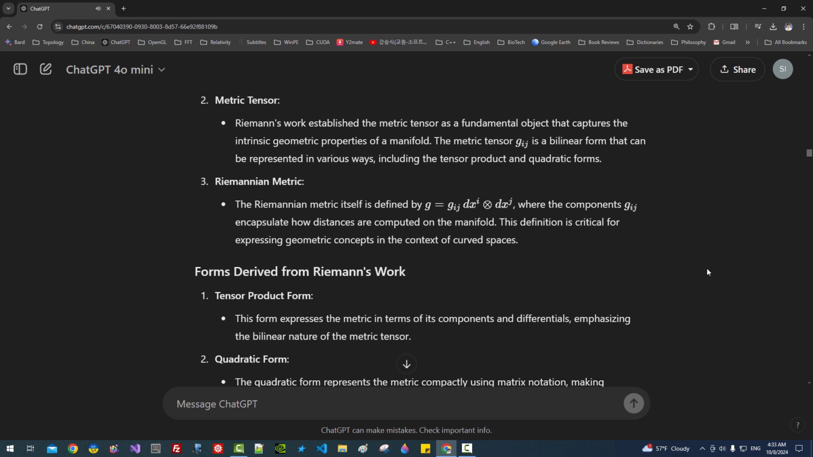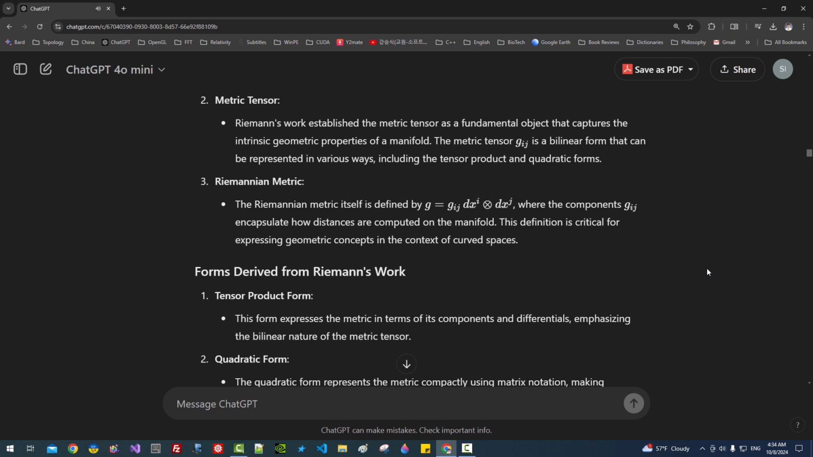2. Metric tensor. Riemann's work established the metric tensor as a fundamental object that captures the intrinsic geometric properties of a manifold. The metric tensor, g_ij, is a bilinear form that can be represented in various ways, including the tensor product and quadratic forms. 3. Riemannian metric. The Riemannian metric itself is defined by g equals g_ij dx^i tensor dx^j, where the components g_ij encapsulate how distances are computed on the manifold.